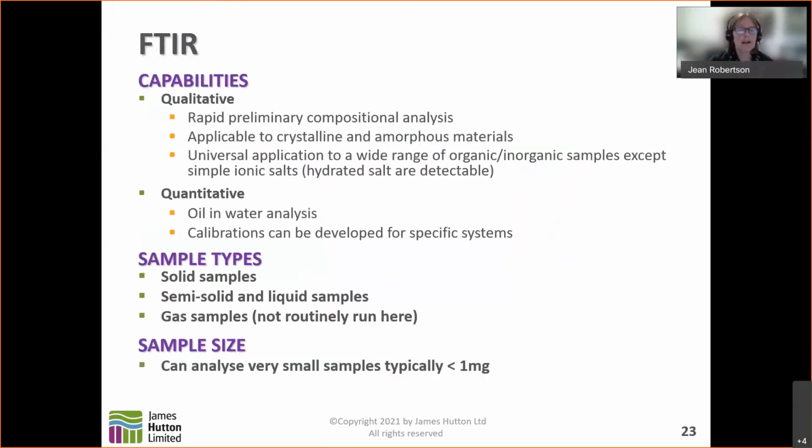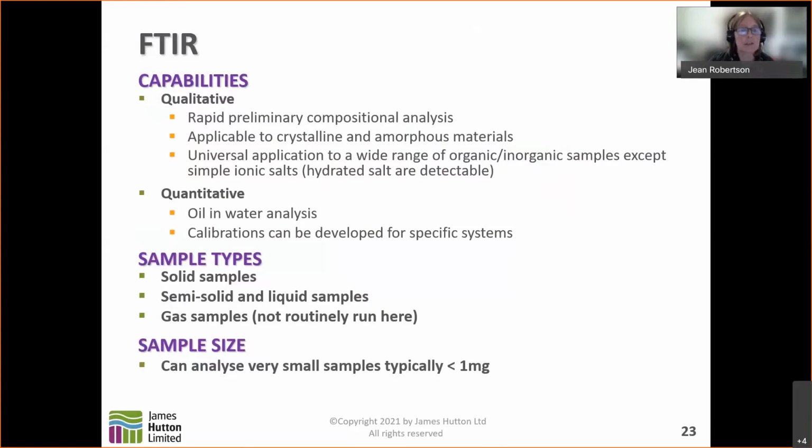So the capabilities of FTIR are largely qualitative, and it's an excellent technique for doing a rapid preliminary compositional analysis. So if you have some material, you've got no idea where it's formed, where it's come from, what type of thing it is, and for example, the sludges can be widely varying, then we can do an analysis of that, and it may be that we then pass it on to other techniques to do things in more detail. For example, if there was crystalline material present, we might ask Steve at the XRD, or if we need elemental analysis, we might ask Evelyne to do that. It's applicable to both crystalline and amorphous materials, which makes it very useful.